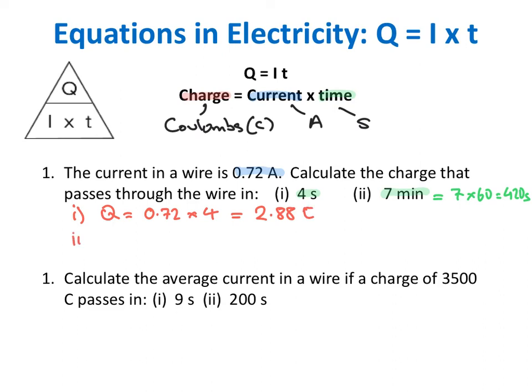Part 2, still working out Q, is still the same current. This time we've done it for 420 seconds, so our answer is 302.4 coulombs. Okay. All right, on the second question, oh dear, it's got a number 1, hasn't it? Let's just cross that out. Okay, it's the second question.